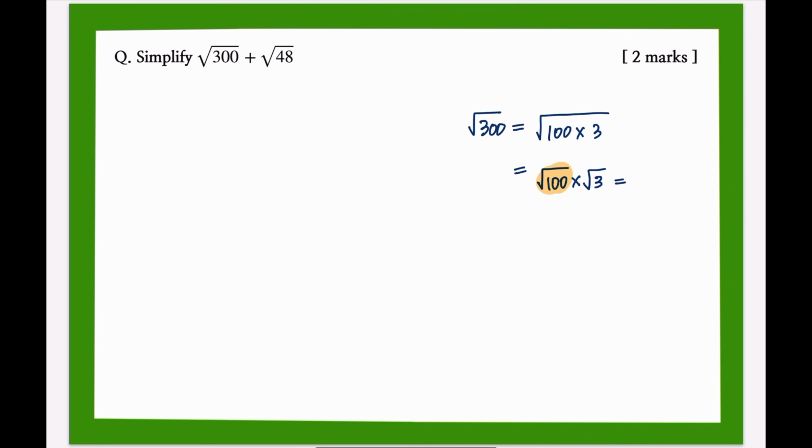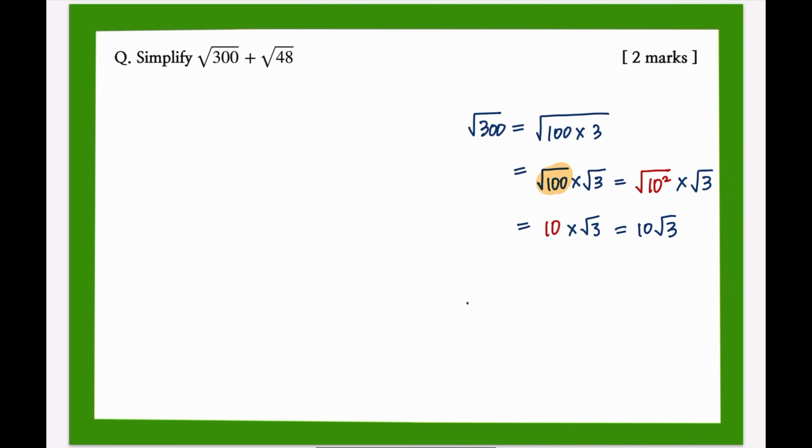Since root 100 can be written as root 10 squared, we can write root 10 squared times root 3, which is 10 times root 3. So to simplify root 300, we can write it as 10 root 3.